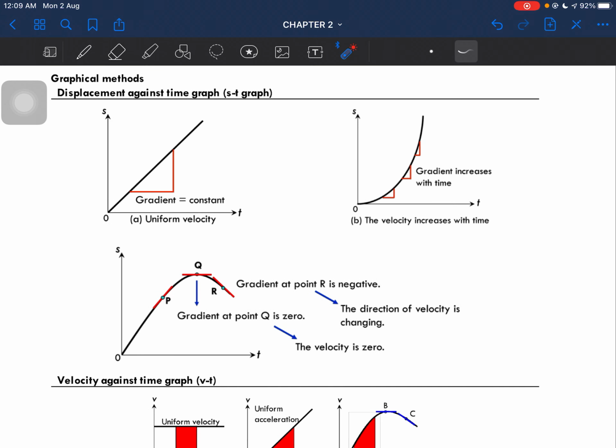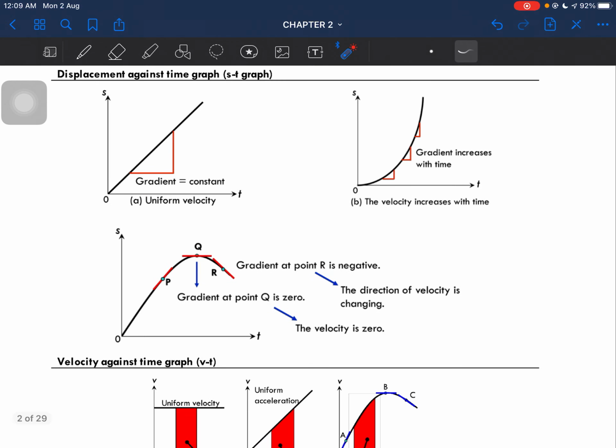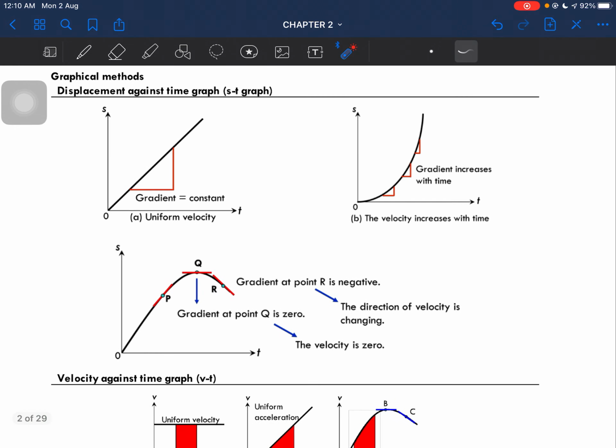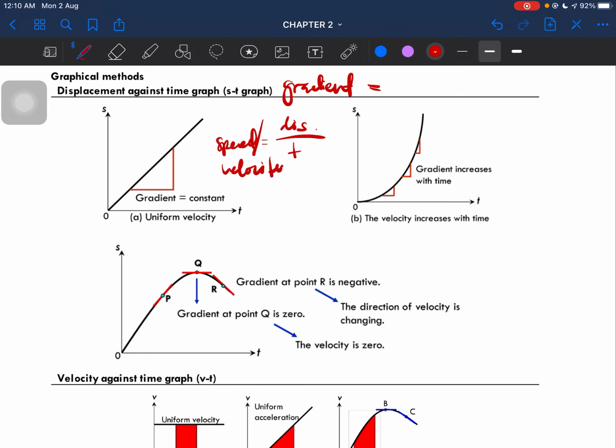So let's look at graphical methods. We have the ST graph, VT graph, as well as AT graph. First, the displacement against time graph. What does the gradient of an ST graph tell us? If we look at this, distance or displacement against time means it is the speed, or the velocity if it is displacement. So this graph is telling us about the velocity. If we look at the first graph here, we can see that the graph line is increasing uniformly.